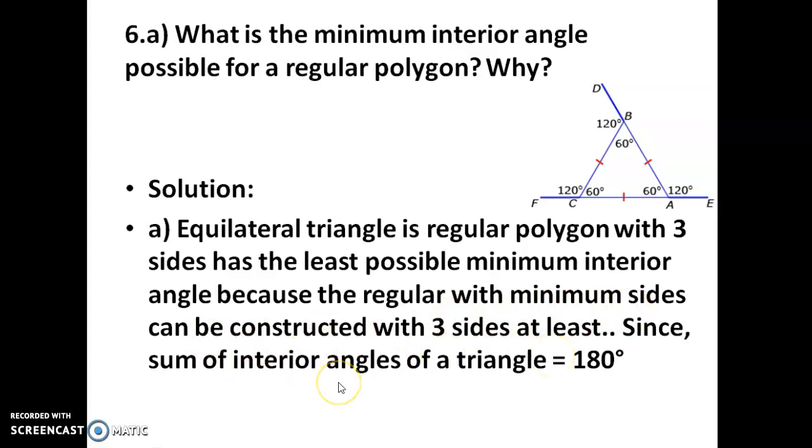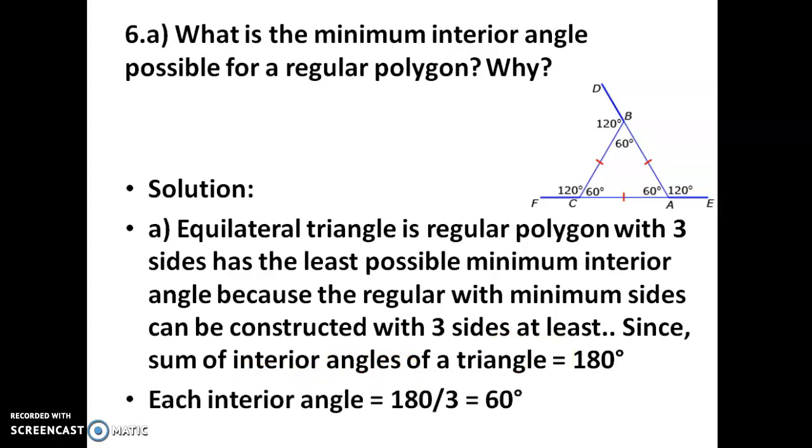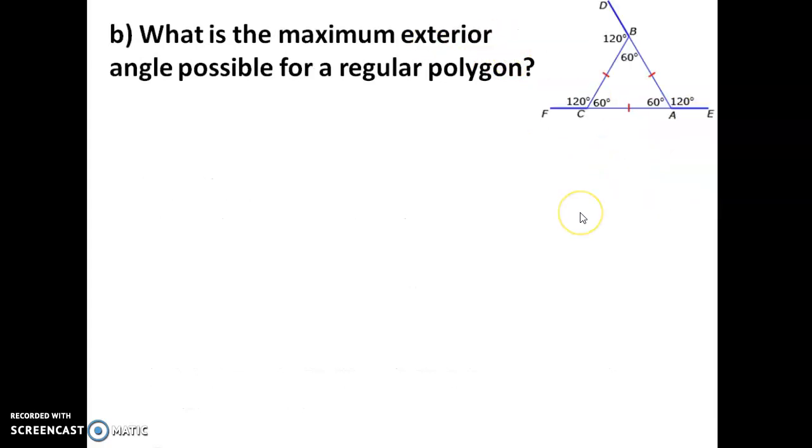Since the sum of interior angles of a triangle equals 180 degrees, each interior angle equals 180 divided by 3, which equals 60 degrees. Here they asked only for the interior angle. So each interior angle is 60 degrees.